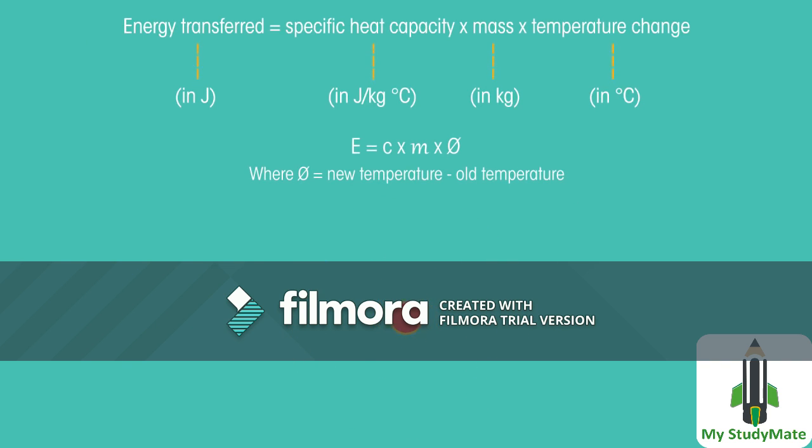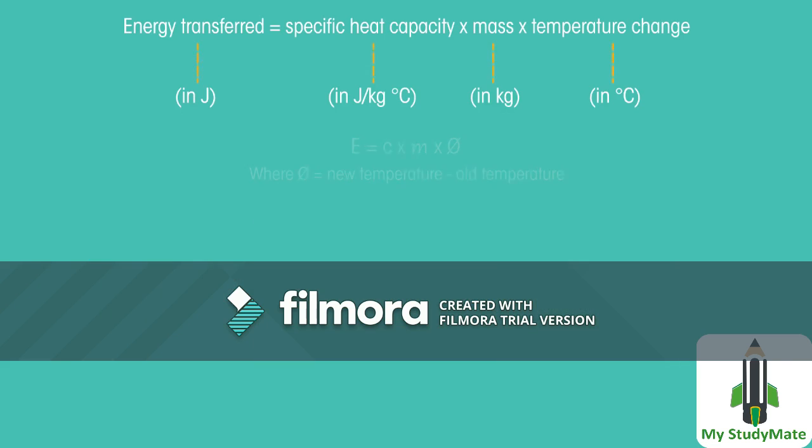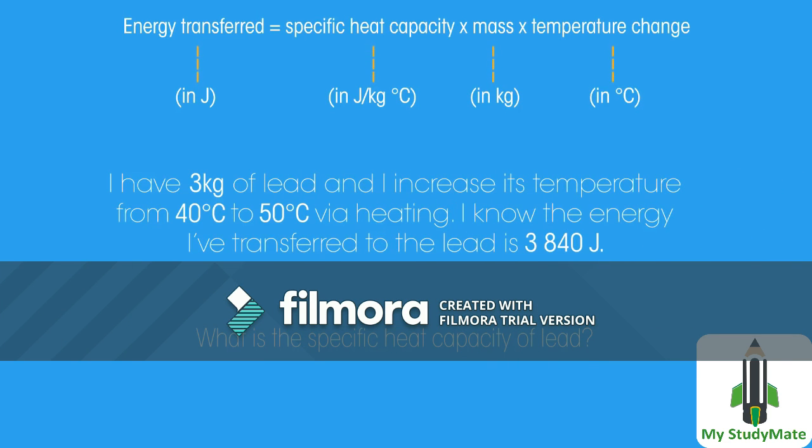Let's have a look at a problem. Pause the video and attempt to calculate the specific heat capacity of lead. How did you get on? The energy transferred is this, the mass is this, and the temperature change is 10 degrees Celsius because it is this take away this. Using the rearranged equation, substitute in the values and we get 128 joules per kilogram per degree Celsius.